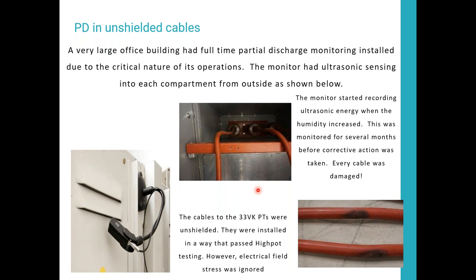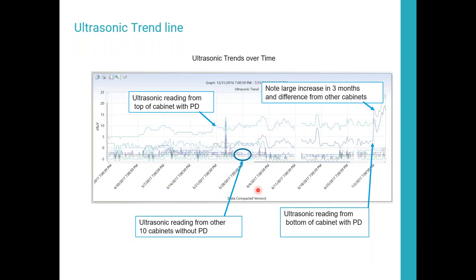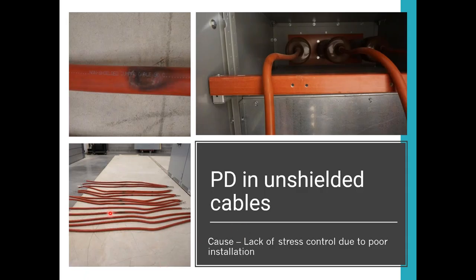This is a very high profile building outside of DC. A government building that if they lost power, it would have been a very severe problem. So it was considered a high-profile, high-critical location. And you can see on the plot that in 3 months, the activity picked up and continued to pick up. So this clued them in, and here are those cables where I told you there were score marks on every one of them.